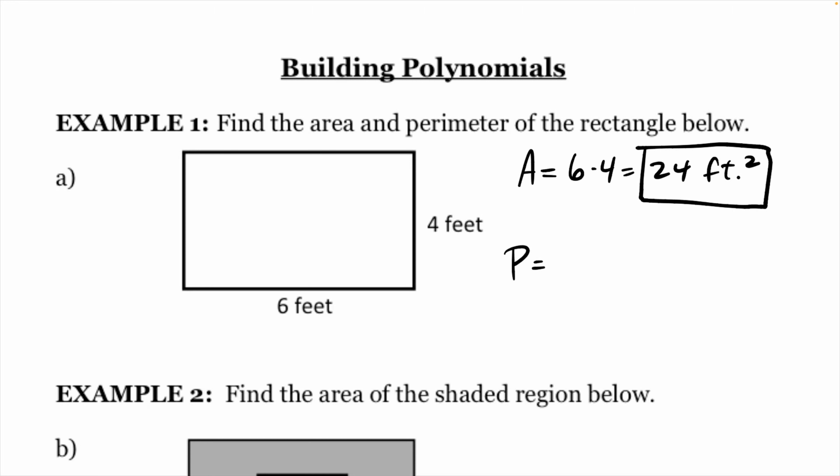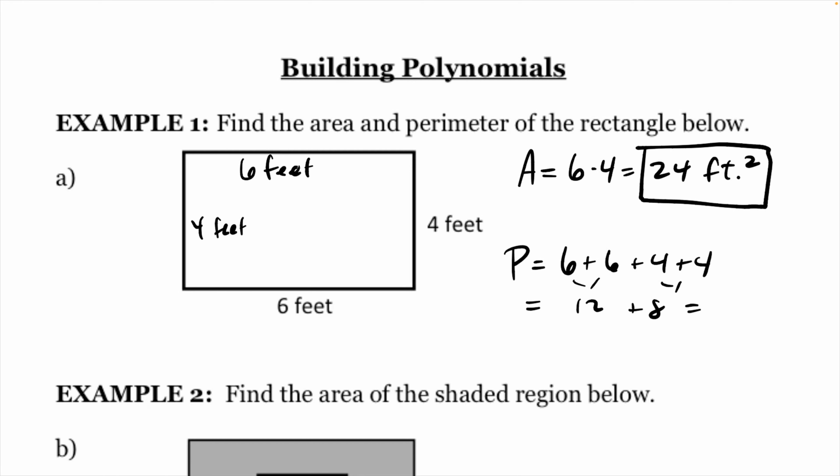If I wanted to put a fence around this area, this was my backyard, and I wanted to put a fence around it, how much fencing would I need, right? You add up all of the sides. So we have a 6 feet here and here. We have a 4 feet here and here. So you would go 6 plus 6 plus 4 plus 4, right? So that would be 12 plus 8, and we would say 20 feet.